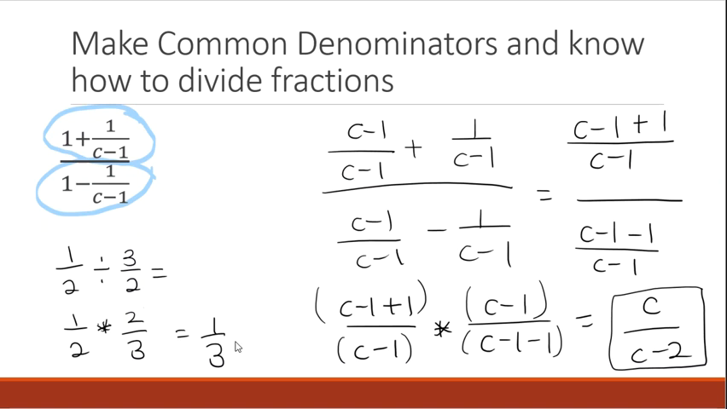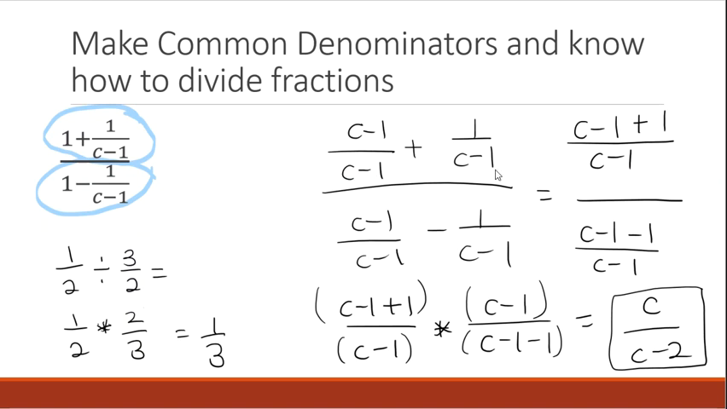Okay, so let's just try to quickly go over this. So think of it as this top term and this bottom term. I want to combine these two terms to make it one term. How do I do that? I want to make a common denominator so I can combine these two terms. So the common denominator is c minus 1. So 1 equals c minus 1 over c minus 1.